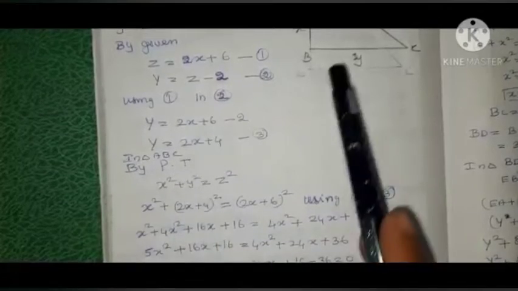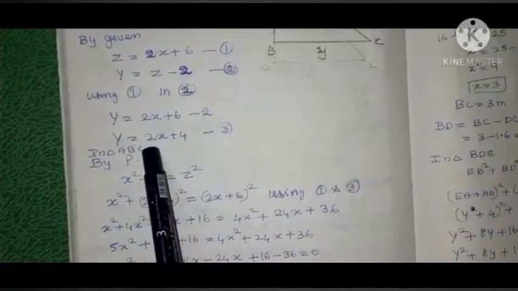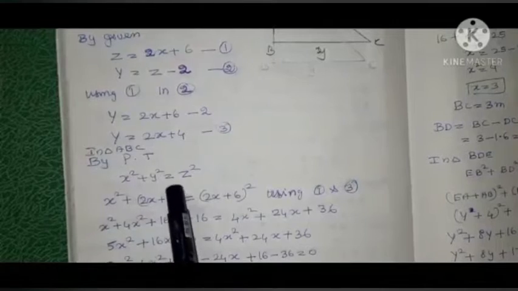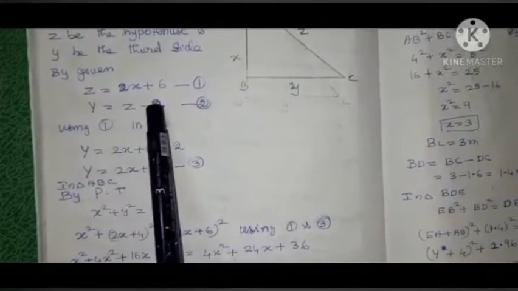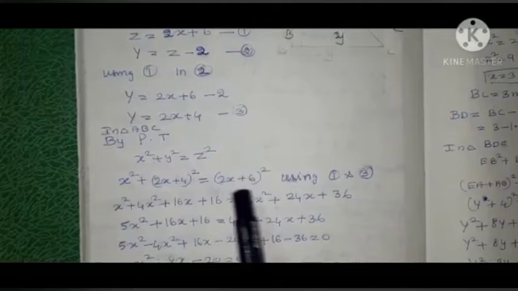In triangle ABC, by Pythagoras theorem, x square plus y square is equal to z square. x square plus y square, y is 2x plus 4, so 2x plus 4 the whole square is equal to z square, z is 2x plus 6, 2x plus 6 the whole square, using 1 and 3. Here it is a plus b the whole square form, this is also a plus b the whole square form.